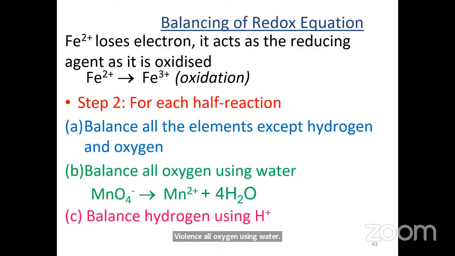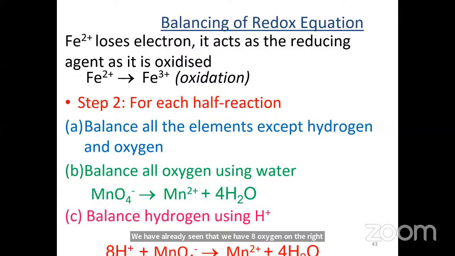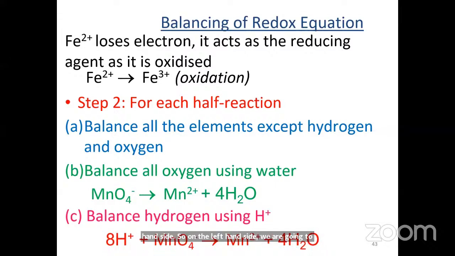Now, the next one says balance hydrogen using H+. Because we have introduced water, there is now hydrogen. How many hydrogen do we have? 8. For each of those hydrogen, we add H+. For each hydrogen that we need, we'll add H+ on the other side. We have already seen that we have 8 hydrogen on the right-hand side. So on the left-hand side, we are going to add 8 moles of hydrogen ion. I hope we are following.